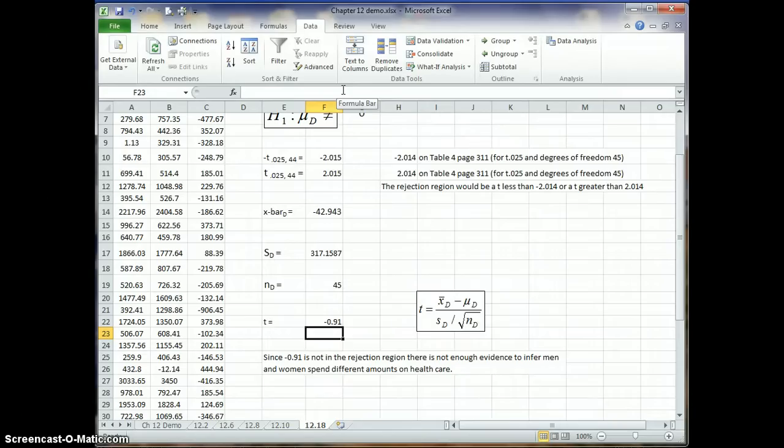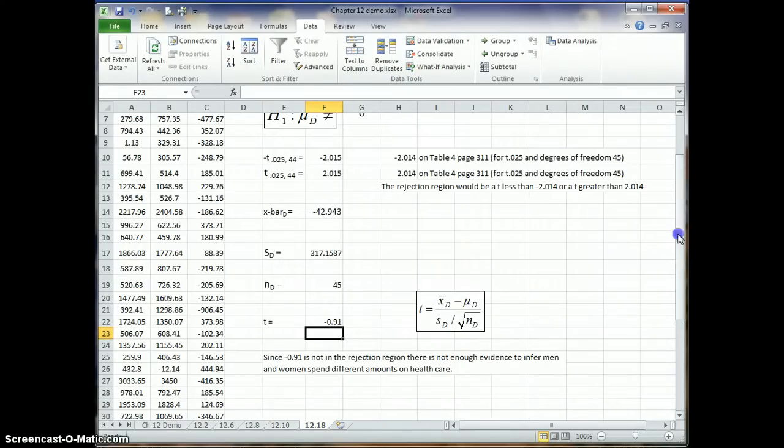And since negative 0.91 is not in the rejection region, remember the rejection region would be less than minus 2.015, there is not enough evidence in this case to infer that men and women spend different amounts on health care.